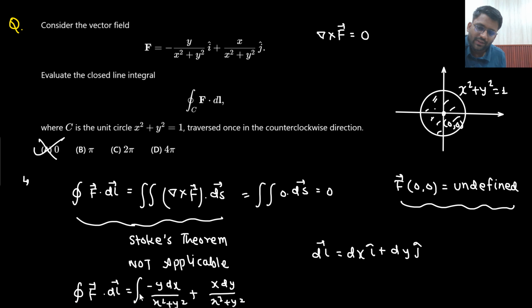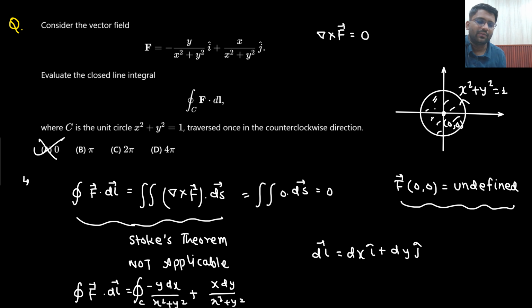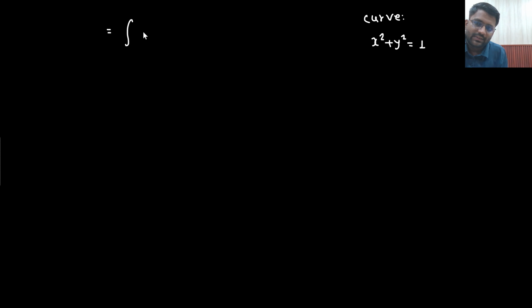Okay, and the closed line integral you are supposed to calculate over the curve C. Now on this curve C, what is the value of x square plus y square? On the curve C, the value of x square plus y square is nothing but 1 only. So minus y dx plus x dy over the closed curve C.